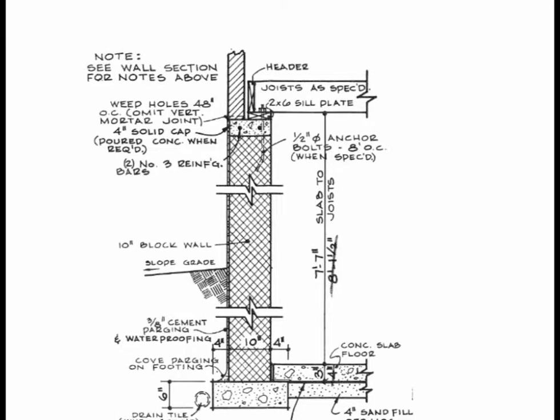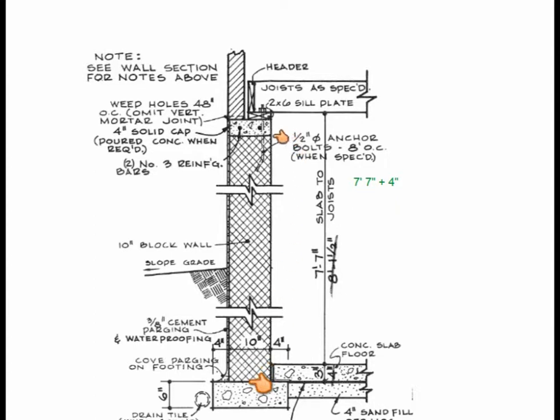we will have to take into consideration the distance from the bottom of the joist to the top of the concrete floor, which is 7 feet 7 inches, plus the thickness of the concrete floor, which is 4 inches. That will give you the distance from the bottom of the joist to the top of footing, or the bottom of the foundation wall.